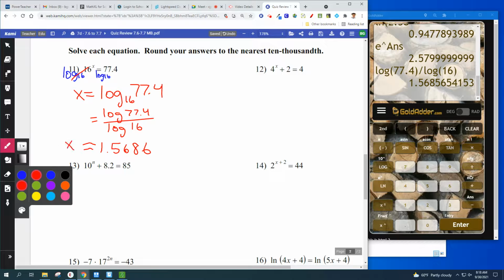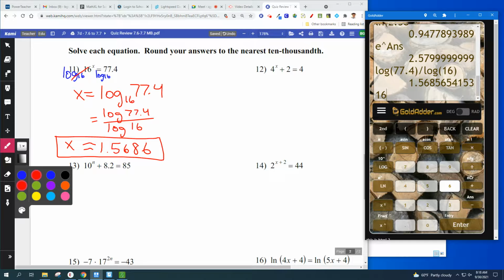1.5686. And again, we're looking for the exponent there that makes 77.4. So if you want to check your answer, 16 to that power gives me 77.4. Okay, so I'll look at the next one.